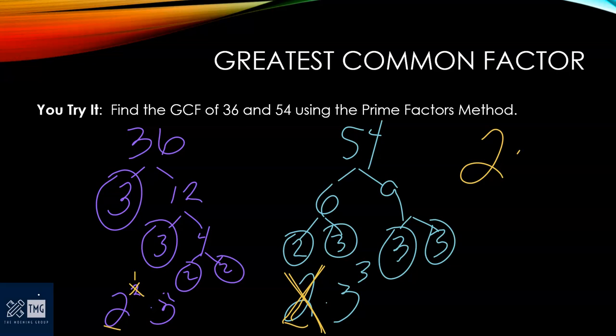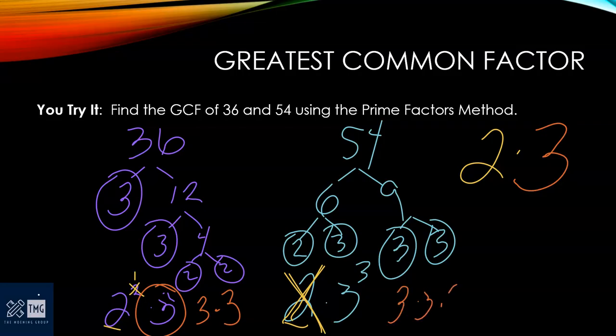Then we look at 3s. Okay, so let me change colors for fun here. We go to 3. Well, in 36, we have 3 squared. That's 3 times 3. In 54, we have 3 cubed, which is 3 times 3 times 3. So how many are common? Well, 1, 2, 2. I can pull two 3s out of each one.